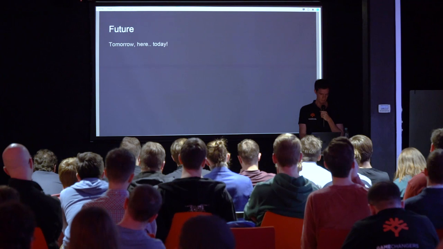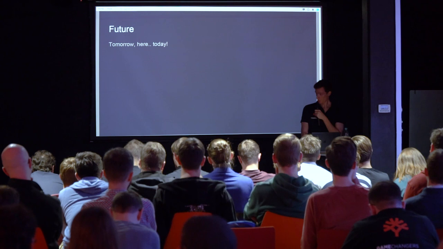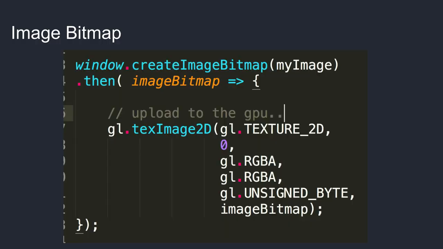Okay, so we're almost there with version 5 of Pixi. I'm hoping that we'll have it ready for you guys by Christmas time. And I wanted to show you a few of the cool features that we've added to version 5 that hopefully will make making games a little bit easier, a little bit faster. So the first thing that we did was introduce the image bitmap, which is something that someone showed me a little while ago. It actually turned out to be pretty cool.